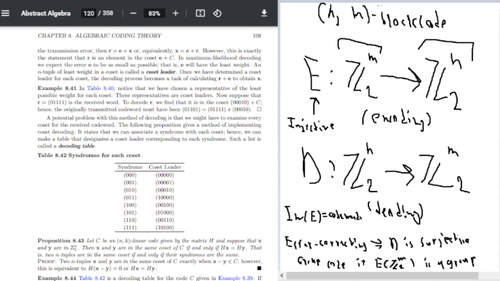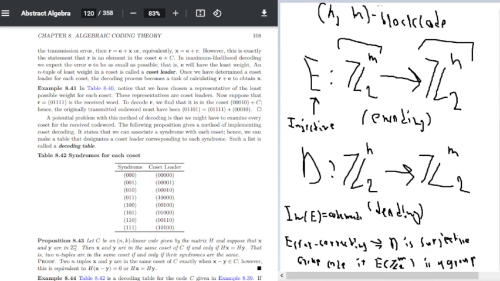Now, suppose that R equals 01111 is the received code word. To decode R, we find that it is in the coset 00010 plus C. Hence, the originally transmitted code word must have been 01101 equals 01111 plus 00010. A potential problem with this method of decoding is that we might have to examine every coset for the received code word. The following proposition gives a method of implementing coset decoding. It states that we can associate a syndrome with each coset. Hence, we can make a table that designates a coset leader corresponding to each syndrome. Such a list is called a decoding table.